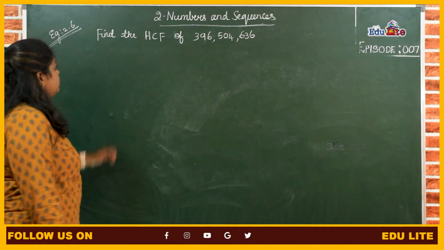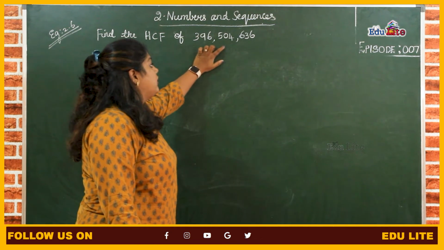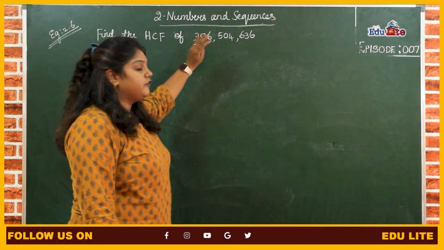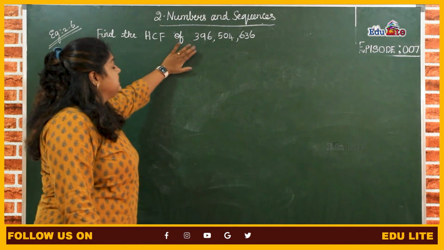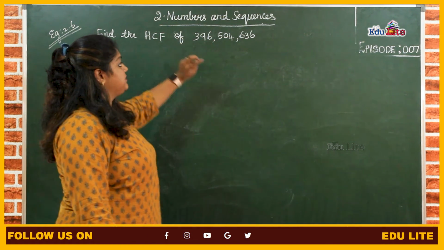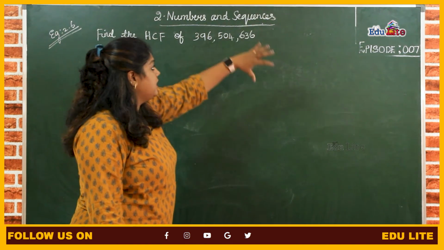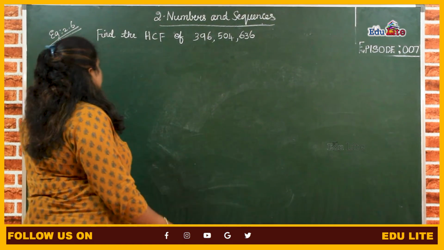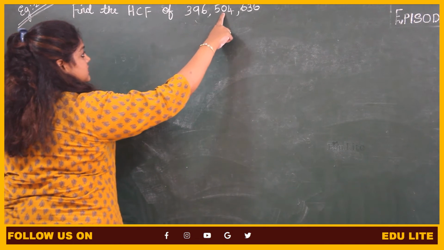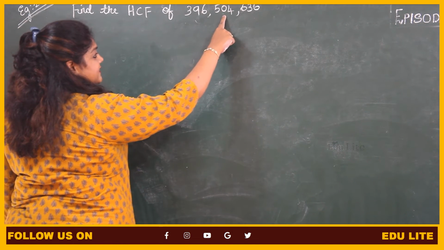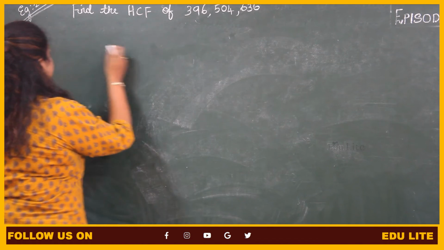Next, we have to find the HCF of the 3 numbers 396, 504, 636. In this problem, 3 numbers are given to find the HCF. In such cases, first we have to find the HCF of the first 2 numbers, then we will do it with the third number. Among these 2, this is the greatest value, which I should consider as the value of A, and this I should consider as the value of B. Let us do it.